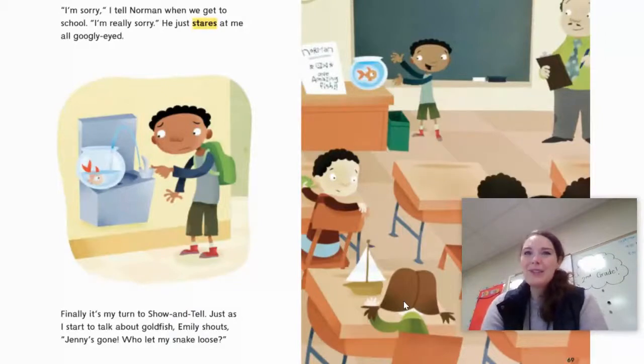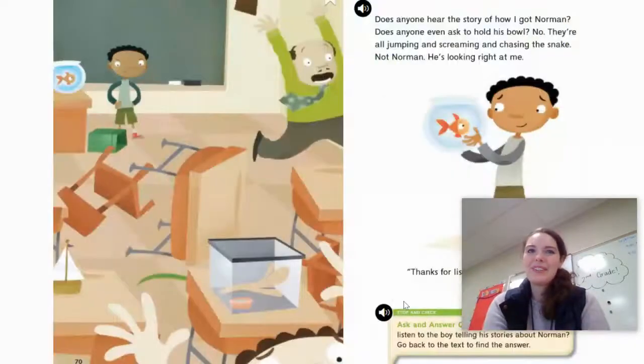And here we are in the classroom. I see the boy is getting ready to show and tell Norman. He has a sign there that says, "One amazing fish." And we know that he doesn't really want to keep Norman, but he's trying to make other kids like Norman so much that they will trade with him. But his plan does not work out because someone else's pet, a pet snake, gets loose in the classroom. You can see everyone running and jumping and screaming to get away from the snake.